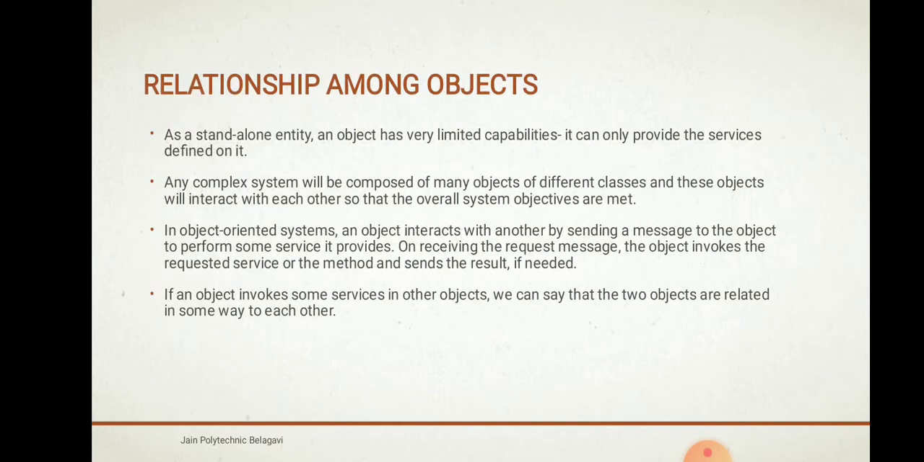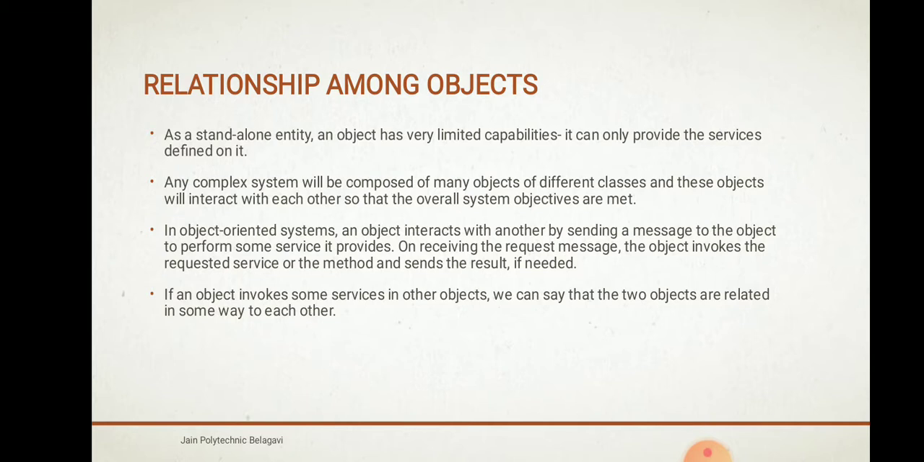Now what is the relationship among objects? As a standalone entity, an object has very limited capabilities. It can only provide the services defined on it. So when you create an object, it can provide only the services that are defined in the class. Any complex system will be composed of many objects of different classes. These objects will interact with each other so that the overall system requirements are met.